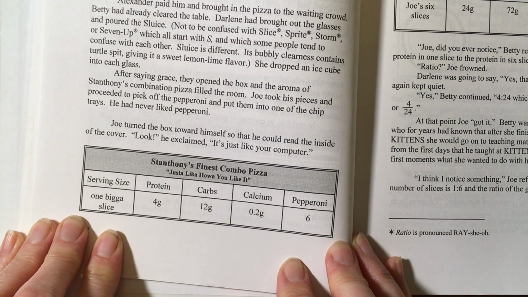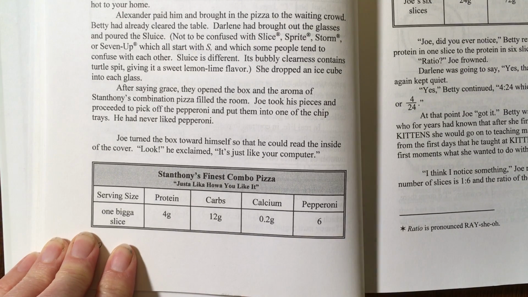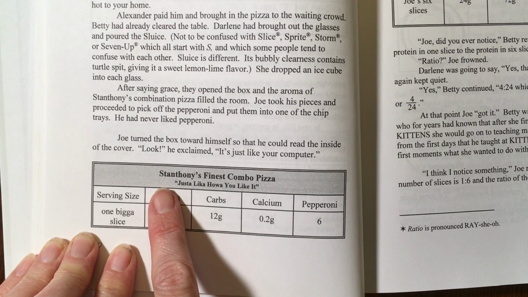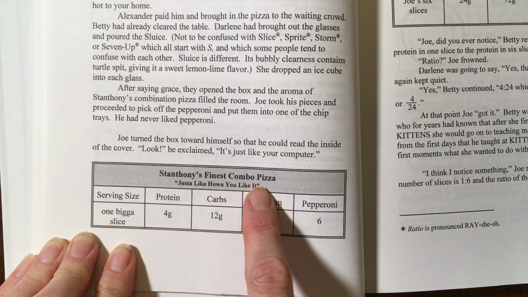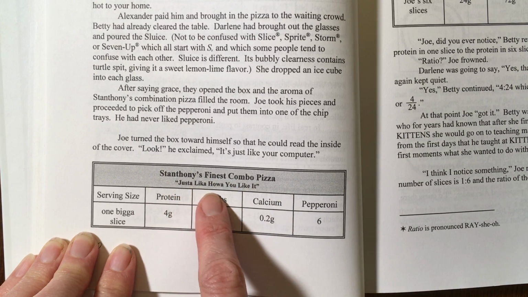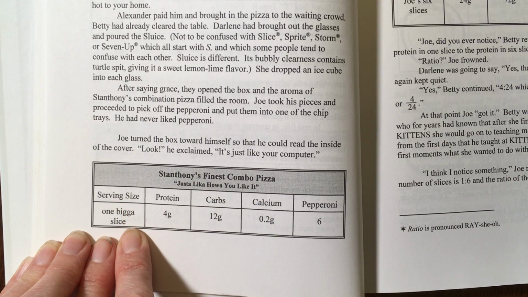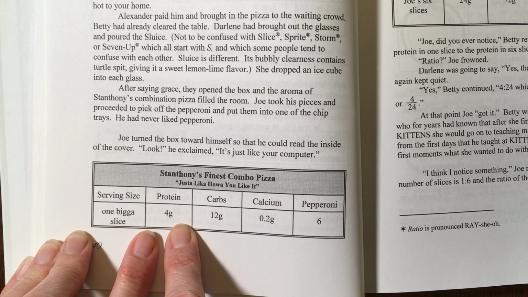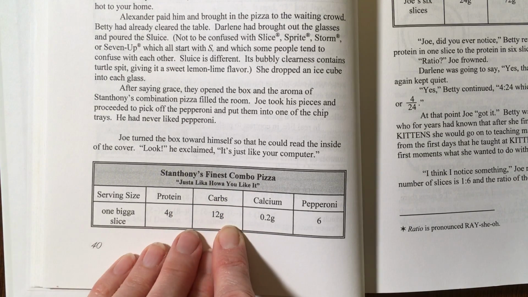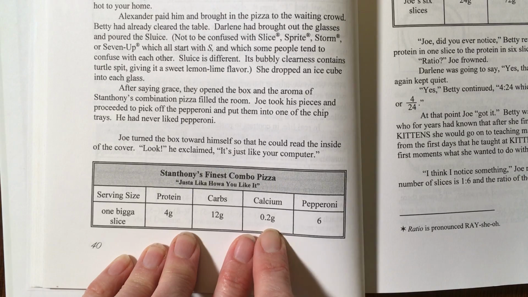Joe turned the box toward himself so that he could read the inside of the cover. "Look," he said, "it's just like your computer. Stan Anthony's finest combo pizza. Just like how you like it. Serving size, 1 a bigger slice. Protein, 4 grams. Carbs, 12 grams. Calcium, 0.2 grams. Pepperoni, 6 grams."